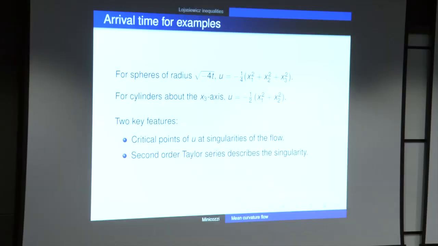So this arrival time, its second order Taylor polynomial tells you what the flow looks like near these points. And in the case of cylinders, the missing variable tells you the direction, the axis of the cylinder. Okay, so there's a couple of features to keep in mind.